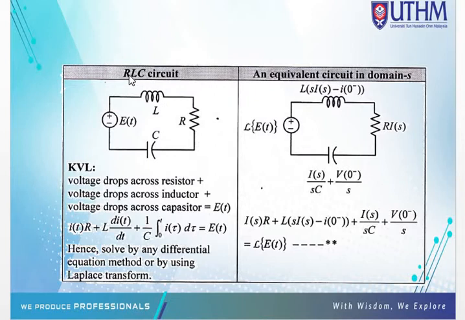Okay, and then for the second approach, we can use the equivalent circuit in the S domain. This means that the inductor here we can write in the form of L[sI(s) minus i(0)]. And the resistor R, we can write as RI(s). And the capacitor, we can write as I(s)/(sC) plus V0/s. And the voltage, we can write as the Laplace transform of e(t). So using KVL, we can simply add everything up, equal to the Laplace transform of e(t). And then for ease of computation, we will assume V0 equals 0.